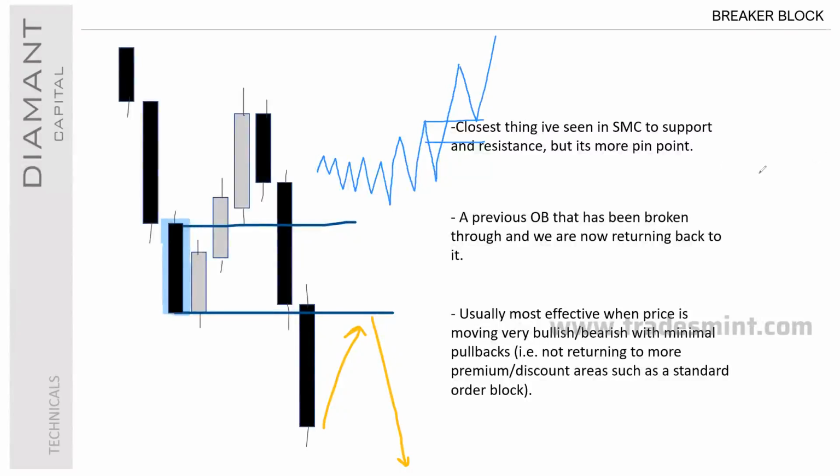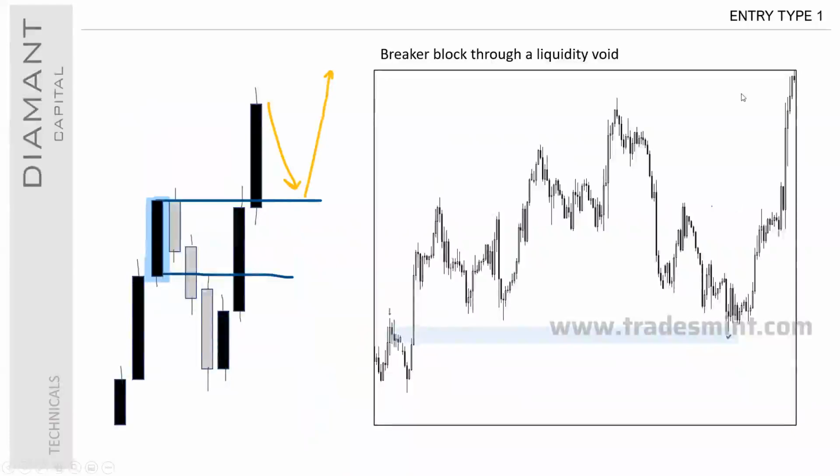Now, moving on to entry type 1. First one is a breaker block through a liquidity void. So what do I mean by that? We're going to get more into liquidity voids, but to explain it simply, it's a place where there's unbalanced movement. So you see here how we're going up and we're going down.